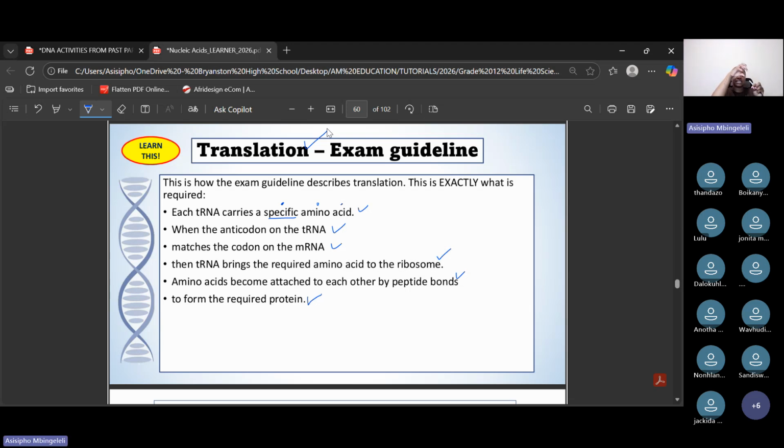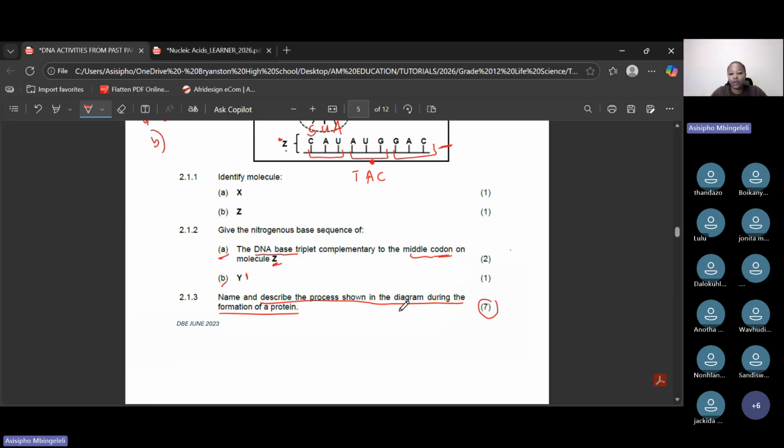So it will be one amino acid. It will do the same thing for the second one, for the third one, up until we form a chain of minimum 50 amino acids that are bonded to each other by peptide bonds. This will be the amino acid brought to the ribosome, and another one, and another one, and another one. These lines represent the peptide bonds that are attaching the amino acids to each other. That's how we form the protein in translation. 7 marks. Questions on that? I'm happy to take questions.